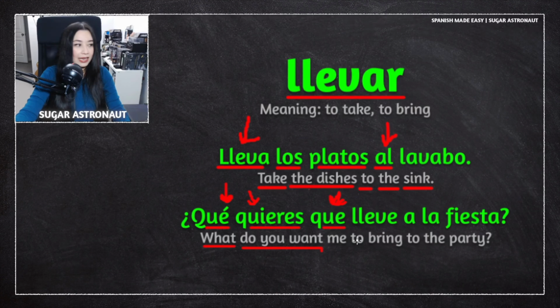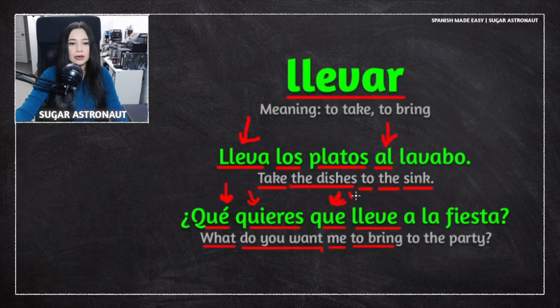¿Qué quieres que? That's a common thing to do in Spanish when you want to add more to the sentence. When you say ¿qué quieres?, usually you say que after to add more to the sentence. We don't have it here in English, but in Spanish it's a common thing to do. Lleve. ¿Qué quieres que lleve? What do you want me to bring?